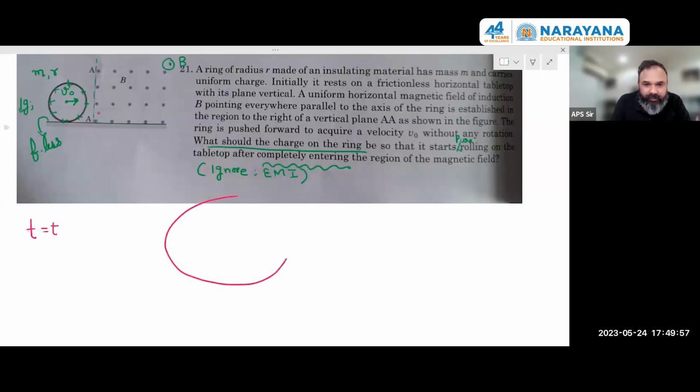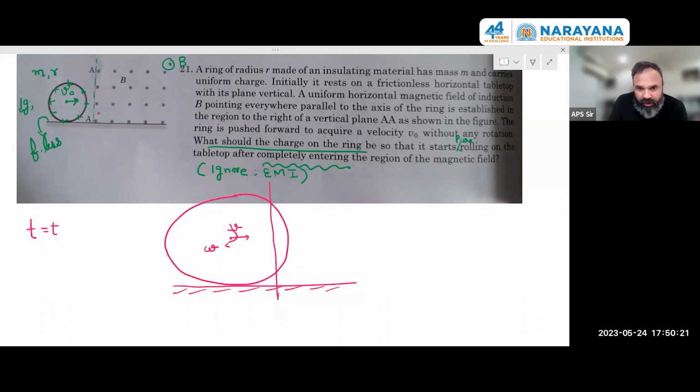Now this is my ring. There's a portion of the ring which has entered the magnetic field, right? At this t, I am having a velocity v. This is my surface. My center of mass is having a velocity v. My angular velocity is omega. Remember, v is not equal to r omega yet.